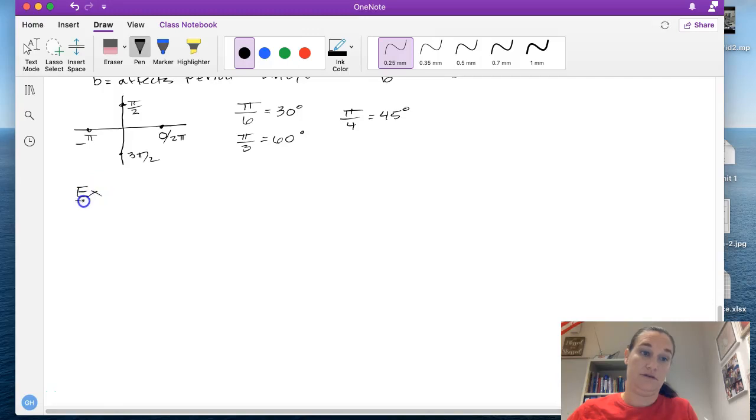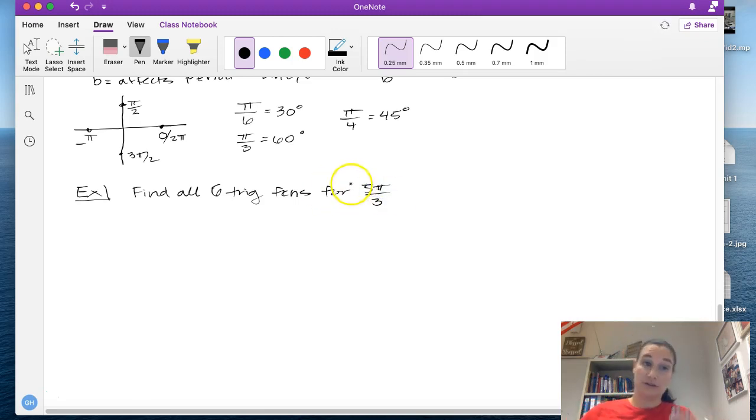Okay, so let's do a couple of examples. We're going to find all six trig functions, so the secant, cosecant, and so on, for 5 pi over 3. The first thing I do when I look at this is ask what quadrant 5 pi over 3 is in. That may not be the first thing I need to do, actually, but it's one of the first things I think of.